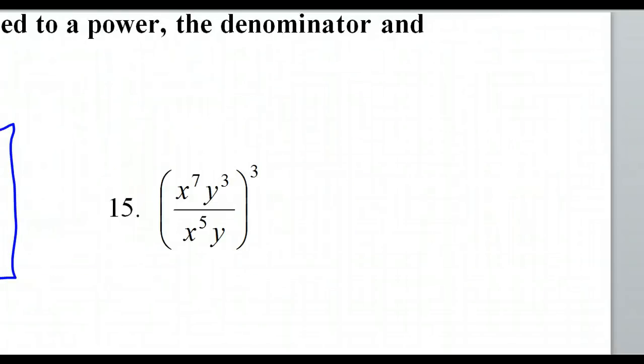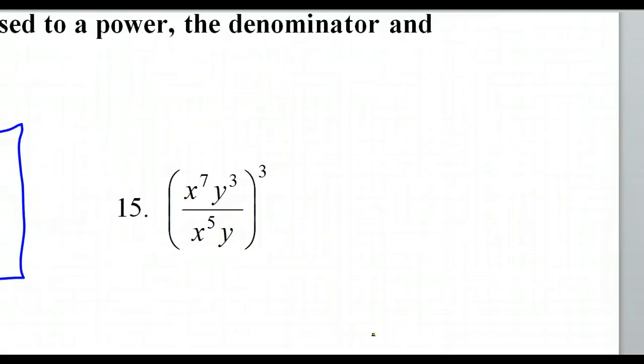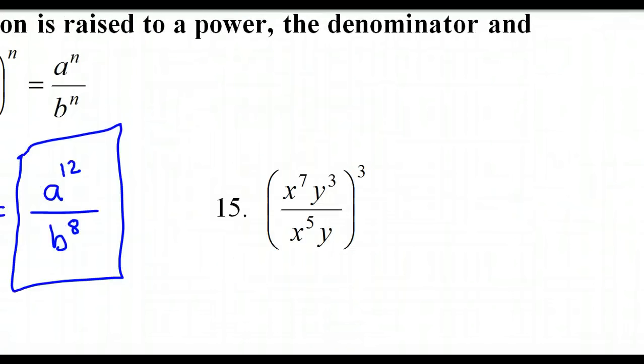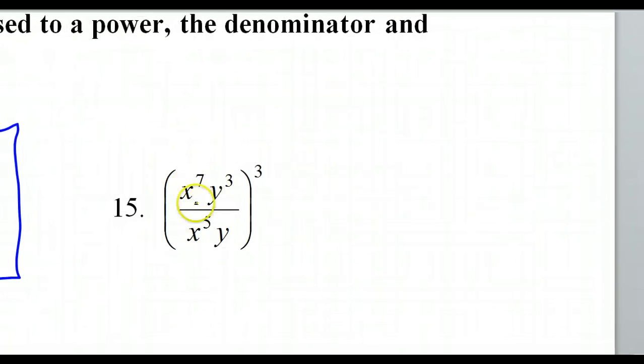Okay. Number 15. Now, the thing that's different about number 15 is there are things that we can simplify inside the parentheses. If I look back here, I had a's and b's. There's nothing that can cancel out. So if I were you, I would simplify whatever I can on the inside first. So I'm going to leave this as the 3rd power.